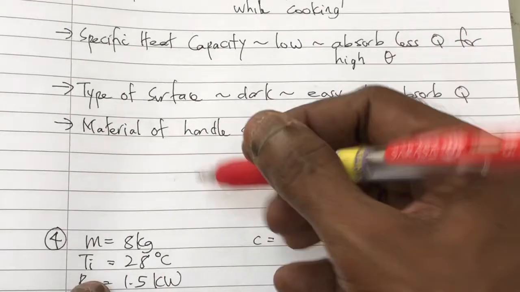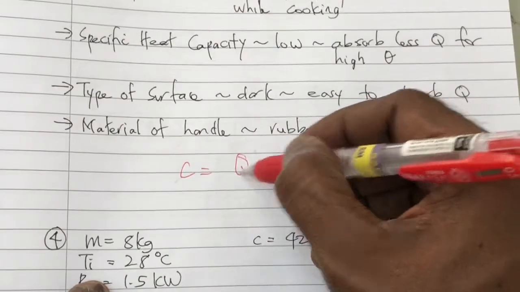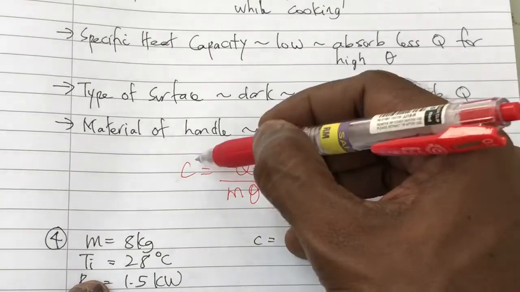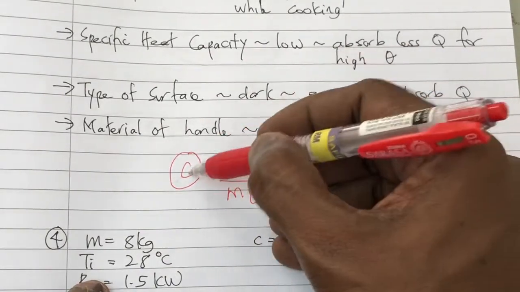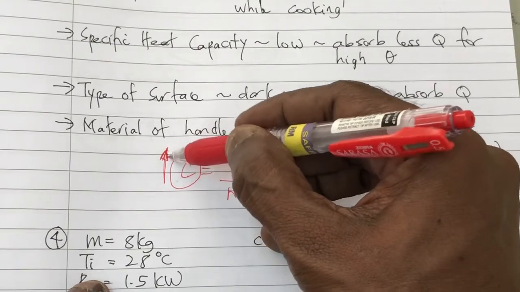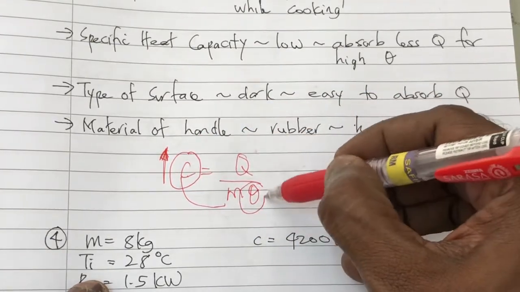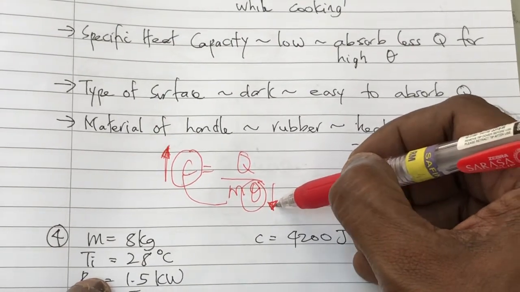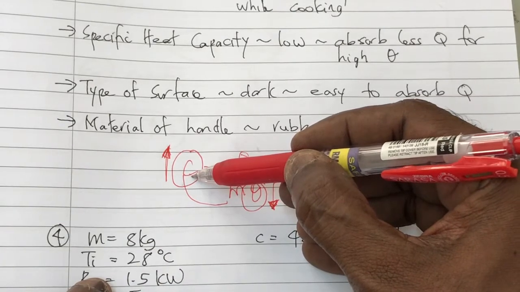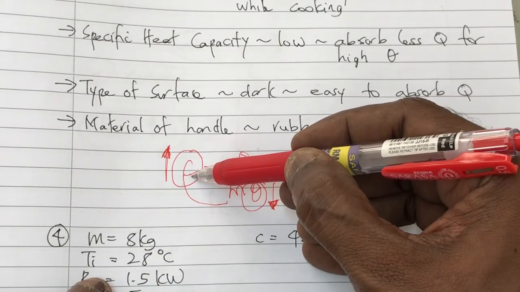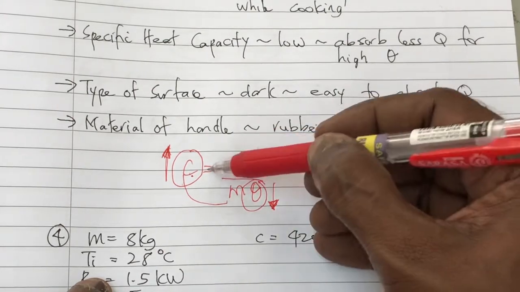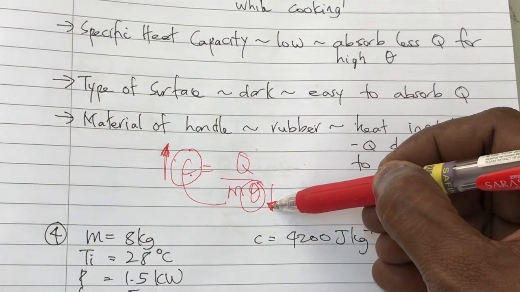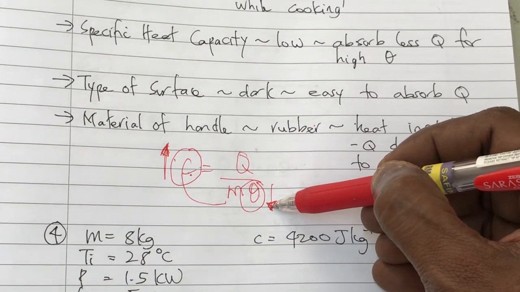And another thing, from the formula C equals Q over m theta, for an insulator, C must be a high value so that the rise in temperature is small. Any insulator, C value high. Conductor, C value low. Okay? So if you're using rubber, where the value of C is high, the rise in temperature is small, it doesn't become hot. So when it doesn't become hot, you still can touch the handle.